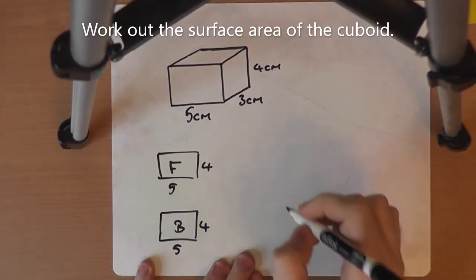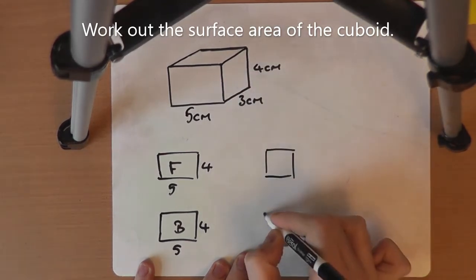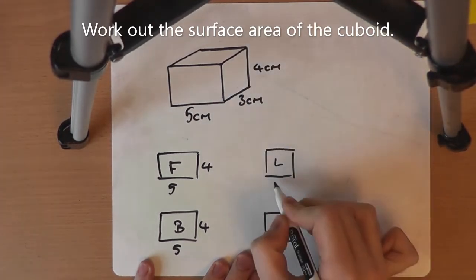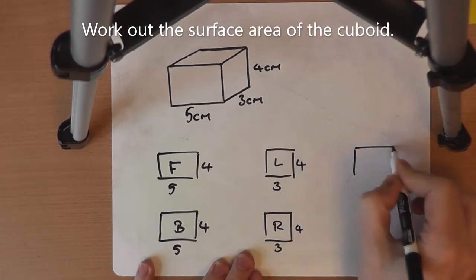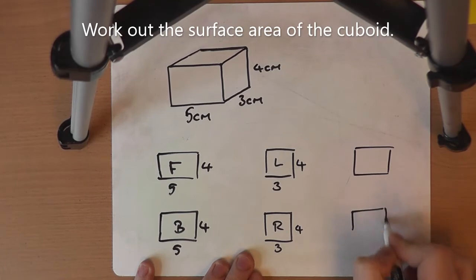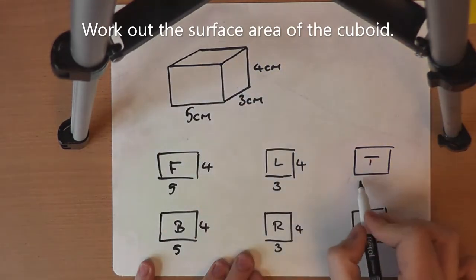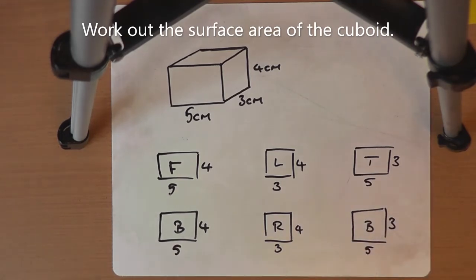We are also going to have the left and the right. That's this one and the one on the opposite side. So that's left and right, and they are going to be 3 by 4, each of them. And then we're also going to have the top and the bottom. And they are going to be 5 across here and 3 by this side. So that's 5 and 3. That's 6 faces sketched because the cuboid has 6 faces. Top and bottom, left and right, front and back.